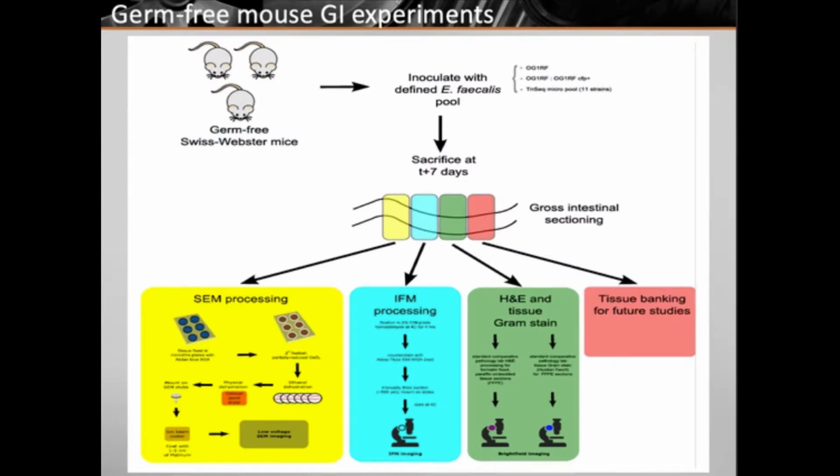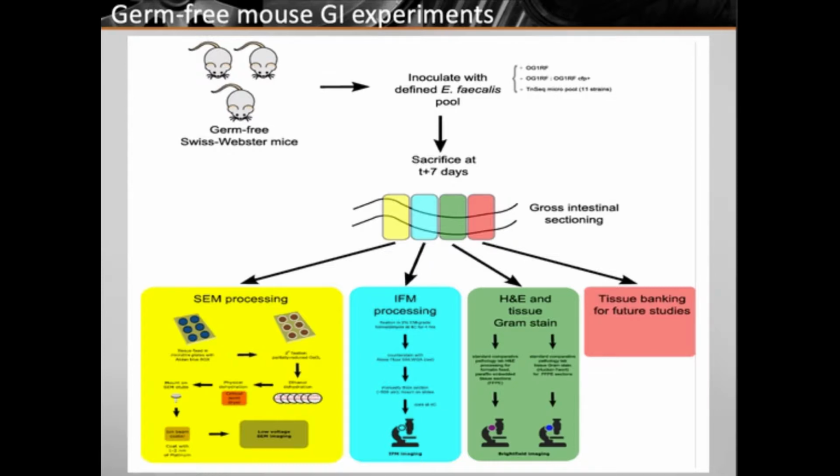So the first section of stuff I'm going to show you is working on this sort of protocol. We took germ-free mice. We gave them Enterococcus faecalis, either just as a wild type or in some of these cases as a small pool of about 11 different strains. We kept them going for 7 days and then took the GI tract and sectioned the entire thing. We did this on about 20 or 30 different mice, in 1 centimeter sections, so about 50 sections per mouse, times 20 mice. That's a lot of sections.